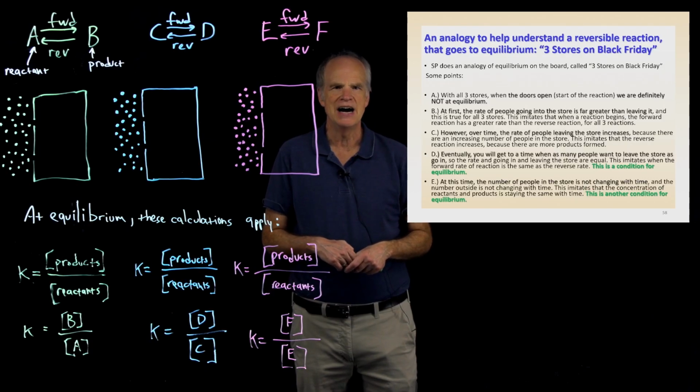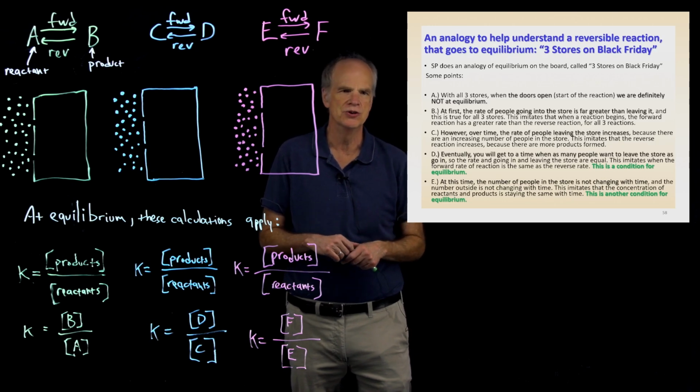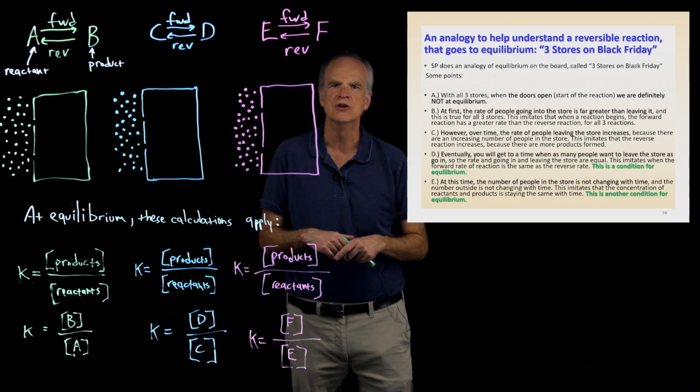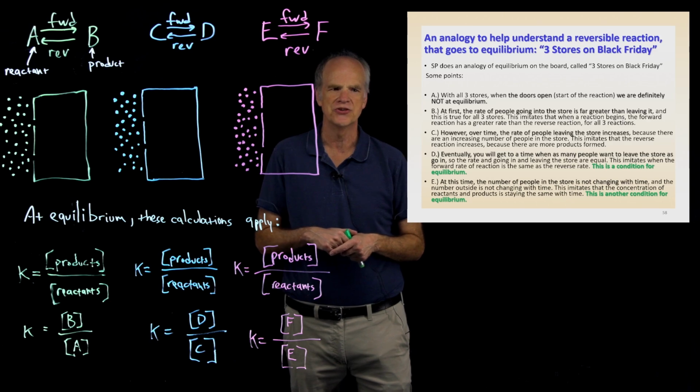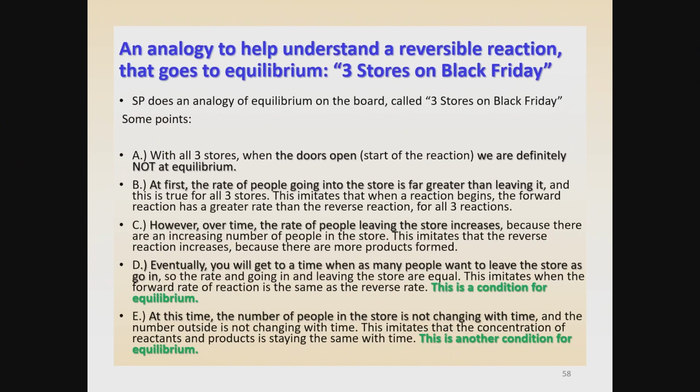Hey everybody, welcome back. What I want to do is describe equilibrium to you by using a model or analogy which I call 3 stores on Black Friday. So if I can increase the slide. Here I have a description of this model or analogy, and I'm going to go through all these points on the board. So if I can decrease the slide.